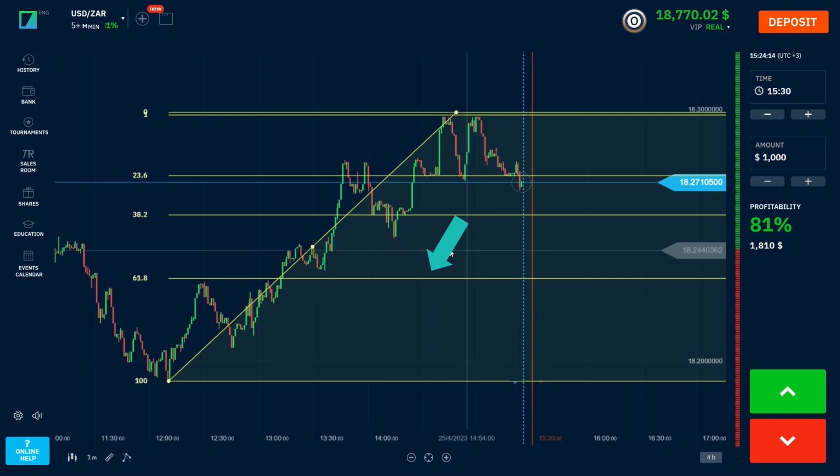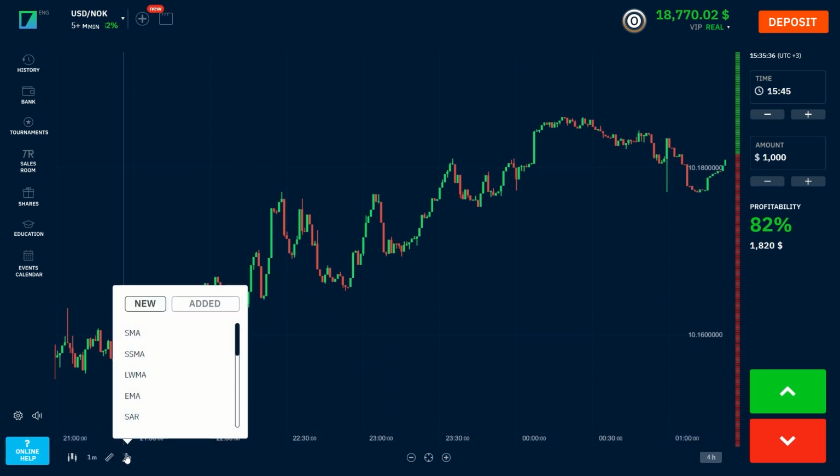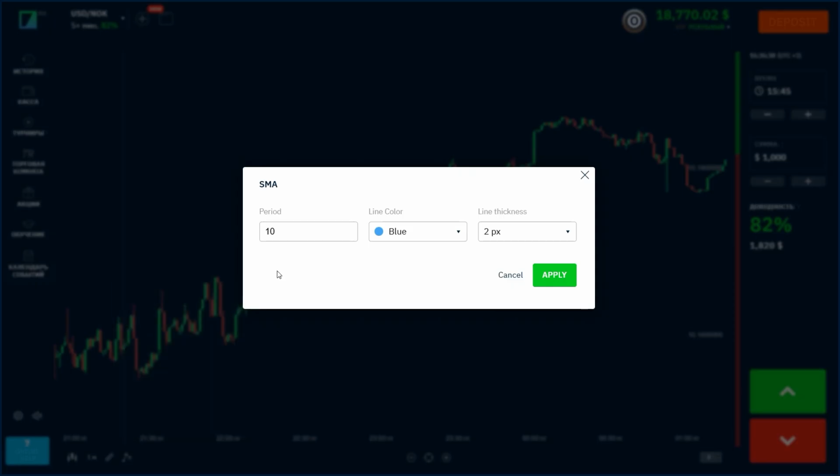Let me show you how to apply Fibonacci levels along with moving averages using a practical example. The first step is to configure your chart. In the terminal's bottom left corner, select the Simple Moving Average (SMA) indicator and set the period to 12. This makes it easier to spot entry points.